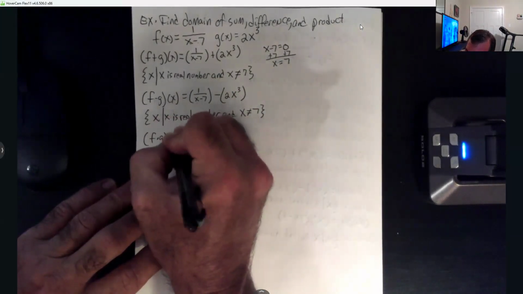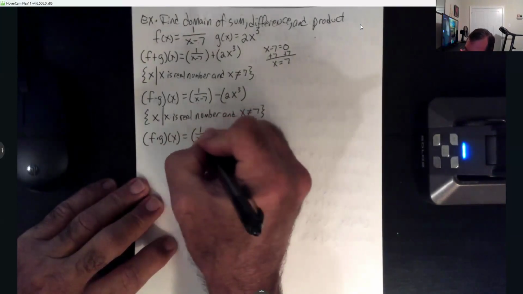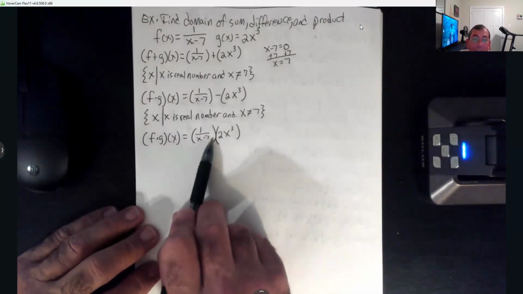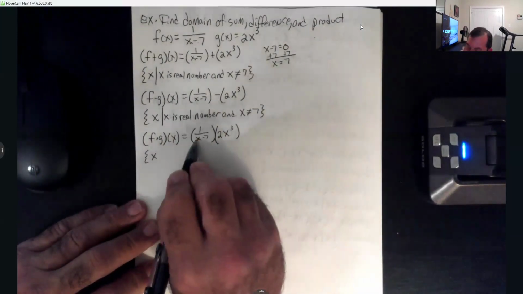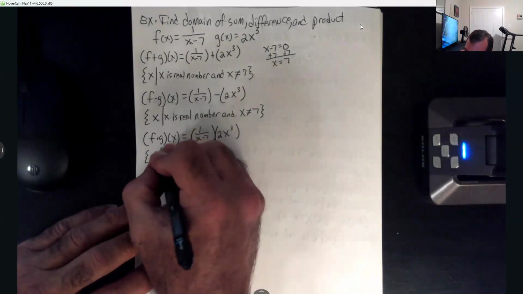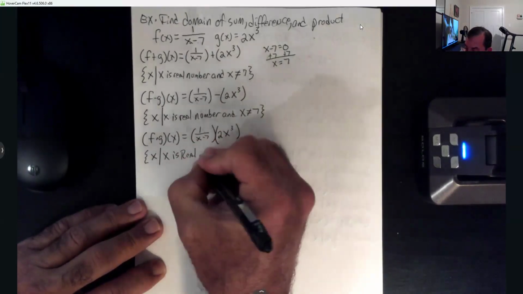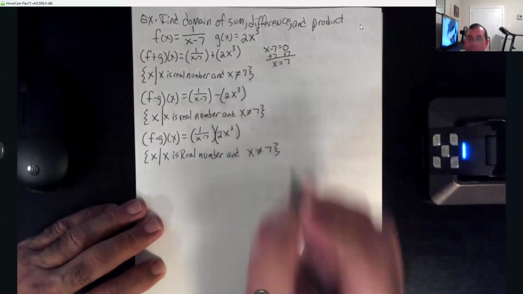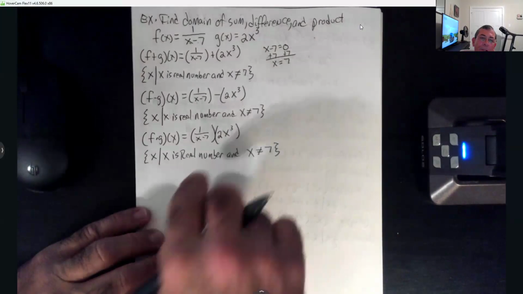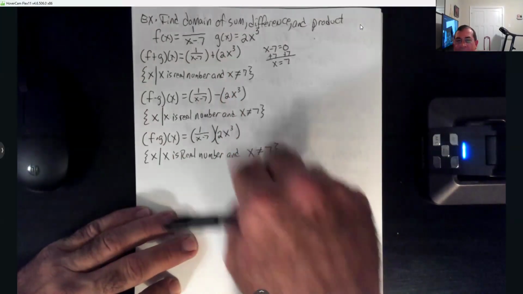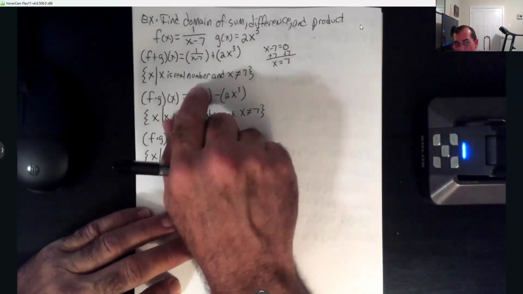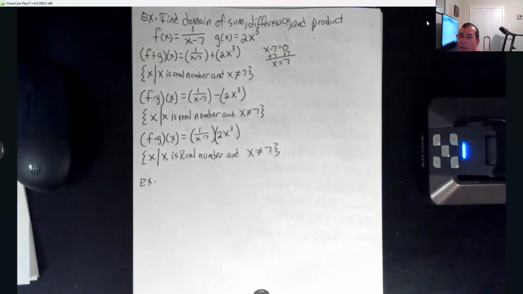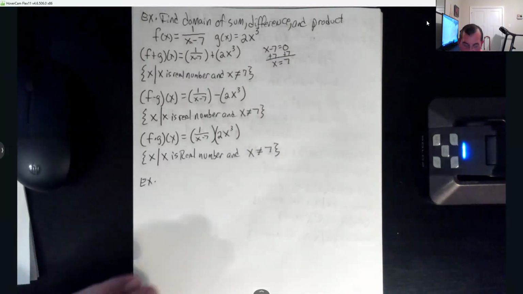So f times g, because y'all, I still got the same pesky fraction sitting there. Don't matter what operation we got, that fraction is still controlling us, which means that 7 is the only number I can't put into that. So x is a real number, and x cannot equal 7. So this problem and the one before it, they're going to have the same 3 answers on their domains every time, okay? So the operation they left out was division. But guess what? Your very last problem is a division type domain.